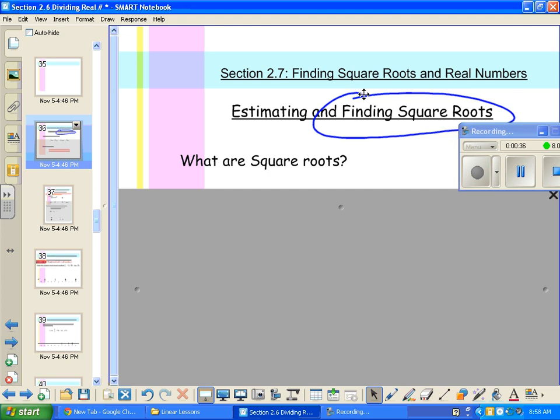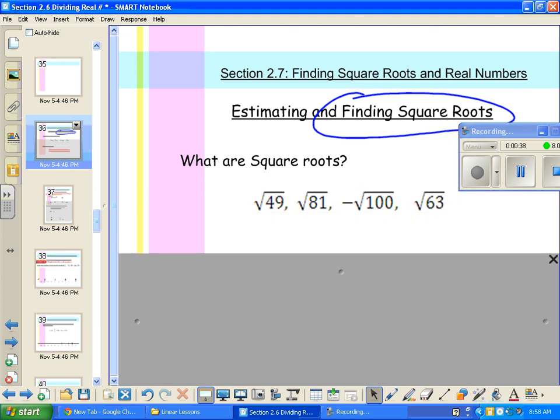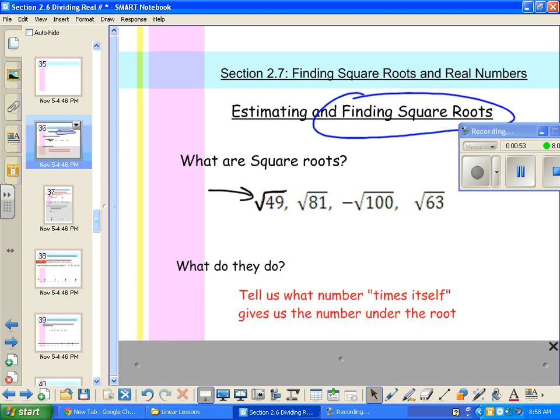Like what are square roots? We've been working with them a little bit this year already. Here's what square roots look like. This symbol would look kind of like a check mark and then a line over the number. This means the square root of 49. And what that's telling me to do is, as I have down here below, its informal definition. What can square roots do? They tell us what number times itself gives me the number that's under the square root, or under that root.